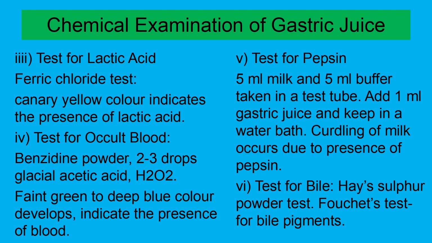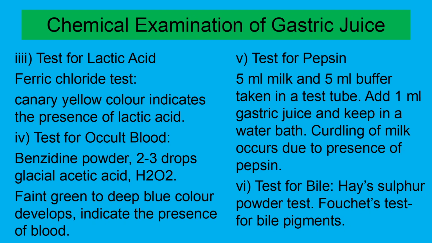Then the test for pepsin. For this, you take 5 ml of milk with 5 ml of buffer in a test tube. Add 1 ml of gastric juice. Keep it in a water bath at 37 degrees Celsius. Check for the curdling of milk. Normally, curdling of milk indicates the presence of the normal constituent pepsin in the gastric juice. If no curdling occurs, it indicates the absence of pepsin in the gastric juice, which is seen in achylia gastrica.